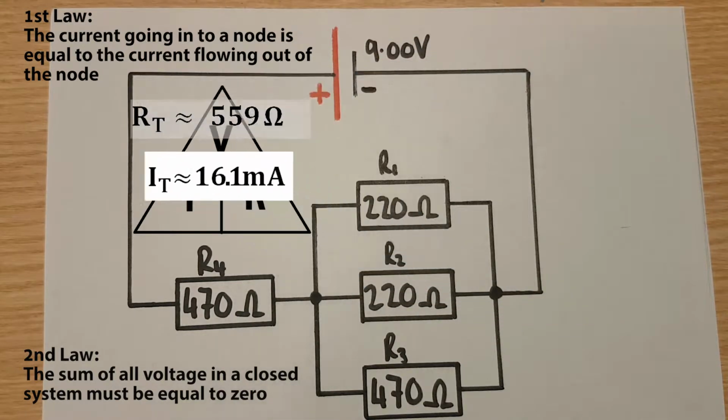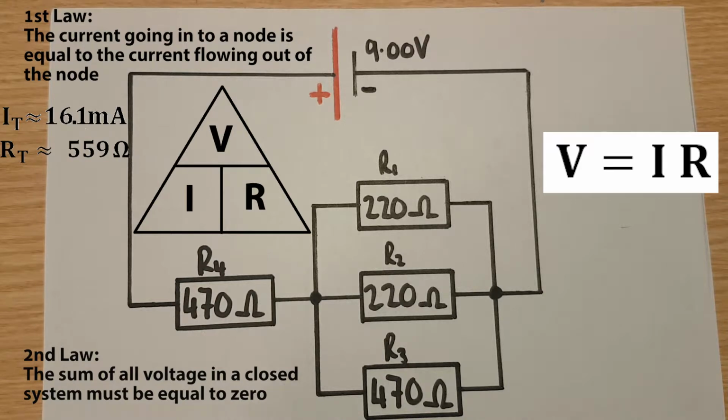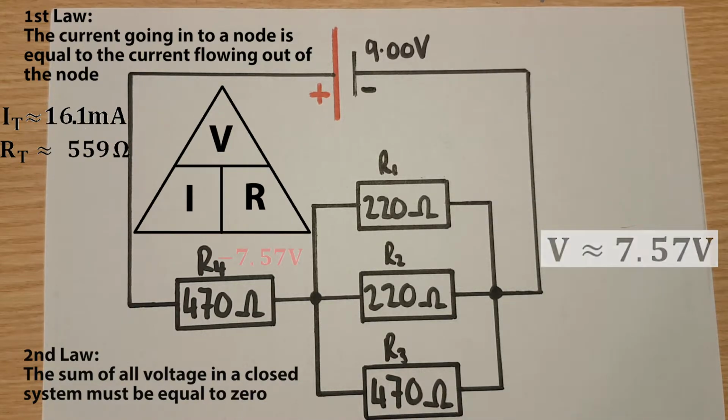Now that we have our current, we can work out the voltage dropped over our first component in this circuit, which is R4. So voltage is equal to current times resistance. So 16 milliamps multiplied by 470 ohms gives us a voltage of 7.57 volts. So now for R4 we have all three variables of Ohm's law: current, voltage and resistance.